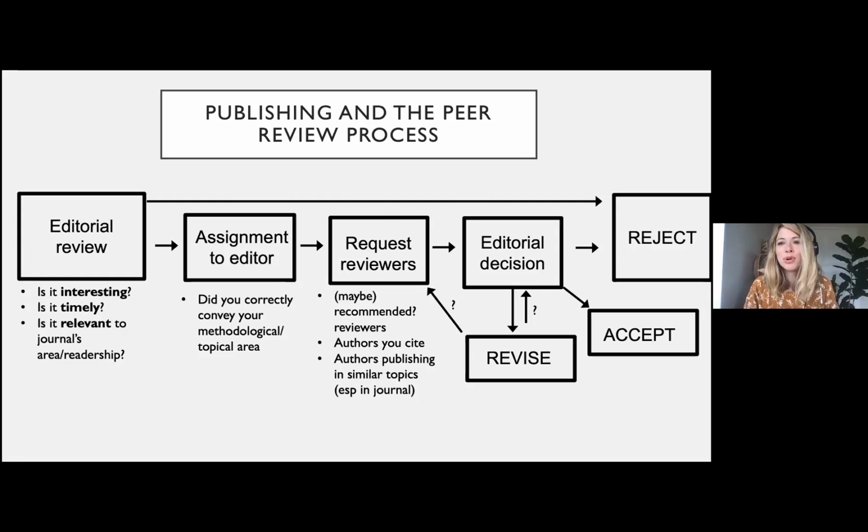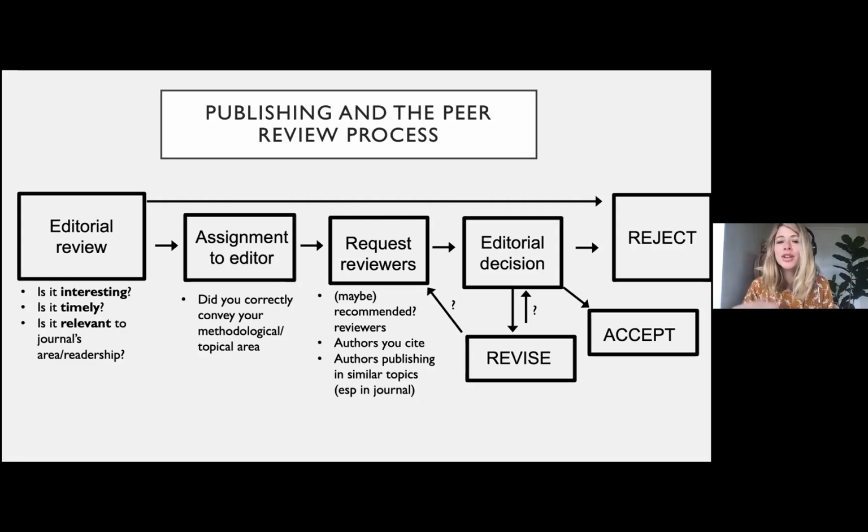And it's important that it's clear what your methodological and topical area is from your cover letter, so they can assign it to the right editor that has expertise, because it's this sub-editor that's going to choose your reviewers. And you want that editor to choose your reviewers wisely.